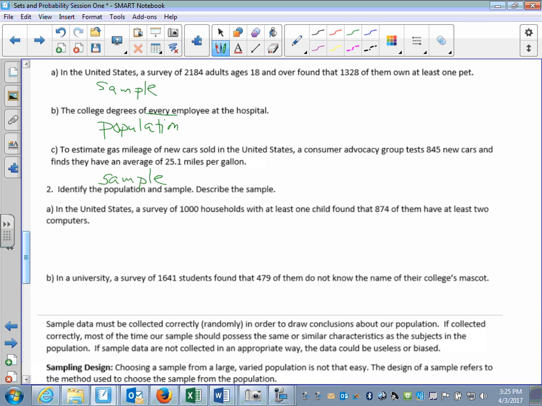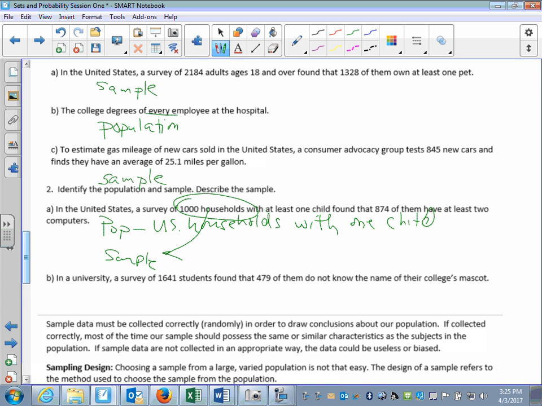And number 2, identify the population and the sample. Describe the sample. A, in the United States, a survey of 1,000 households with at least one child found that 874 of them have at least 2 computers. Okay, now the population would be U.S. households with one child. And the survey, or the sample, would be these 1,000 households.